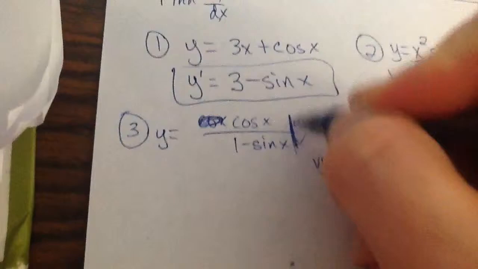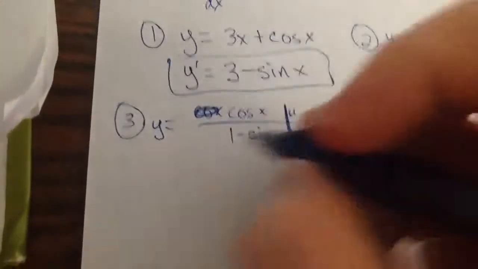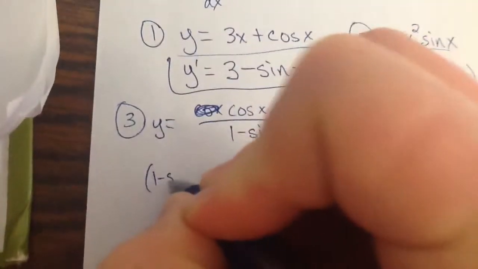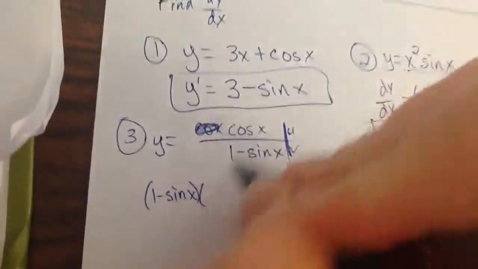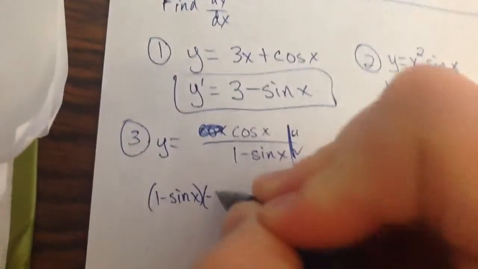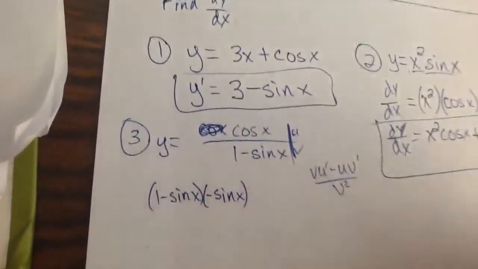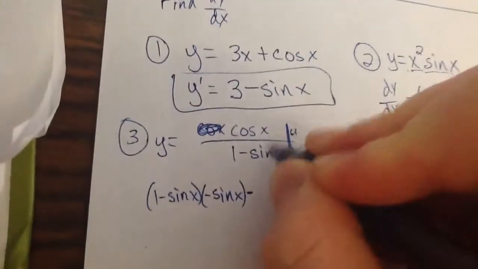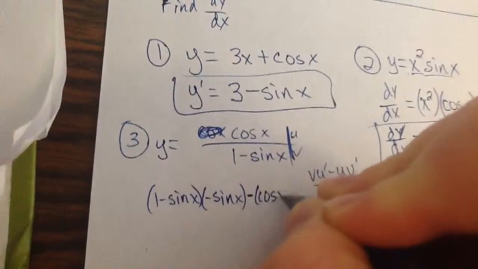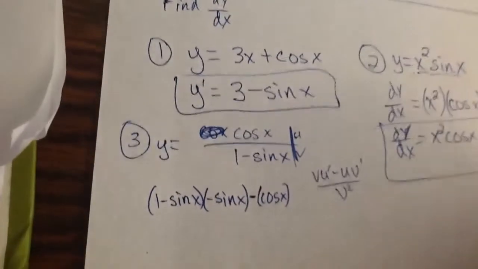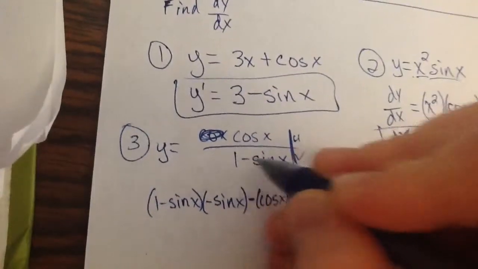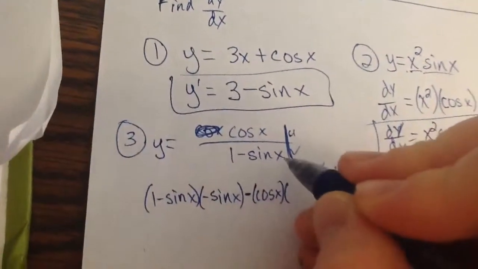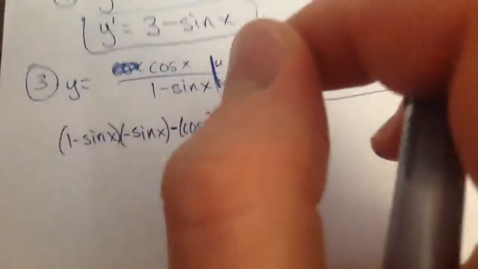Anyway, so doing the derivative of that, I take the bottom, 1 minus the sine of x, times the derivative of the top. Derivative of cosine is negative sine, minus the top, times the derivative of the bottom. Well, derivative of 1 is 0, so the derivative of negative sine. Here's where it gets a little weird.